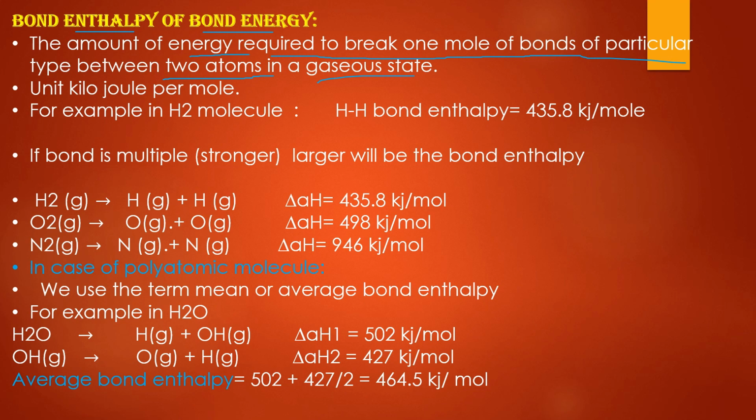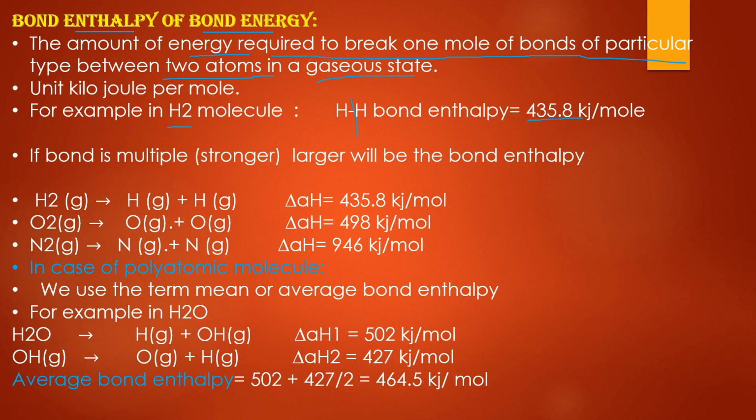For example, in a hydrogen molecule, these are the two hydrogen atoms. To break this bond, the energy required is 435.8 kilojoule per mole, and this is called the bond enthalpy for the hydrogen molecule. Always remember one thing, this has a plus sign. That means it is the energy required. We have to supply this energy. So this is called bond enthalpy.